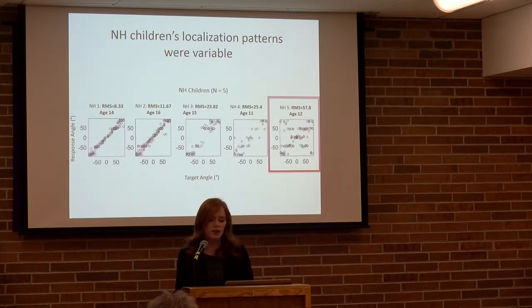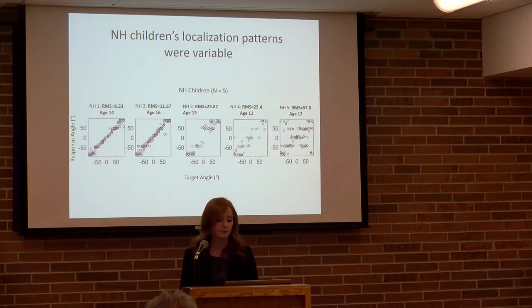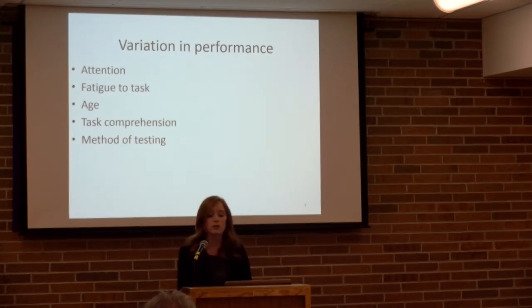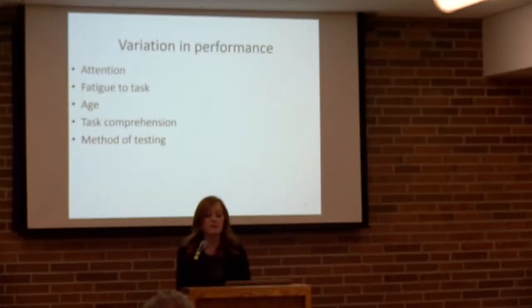So based on the varying localization patterns seen in these two studies, we wanted to see which factors may be affecting the response patterns of some of these normal hearing children. A few factors that have been identified in the literature to affect testing localization ability in children include attention, fatigue to task, age, task comprehension, and method of testing.